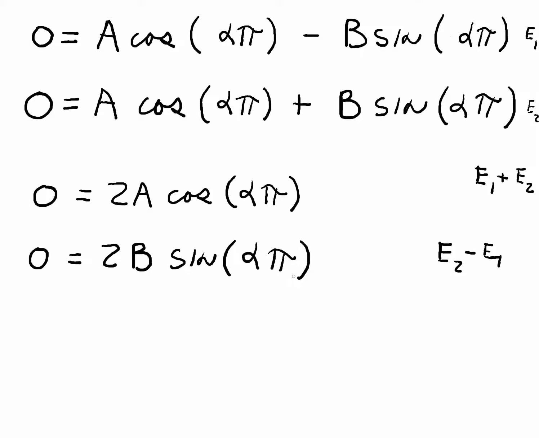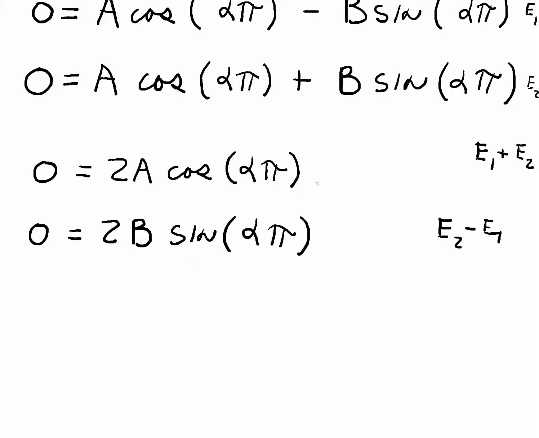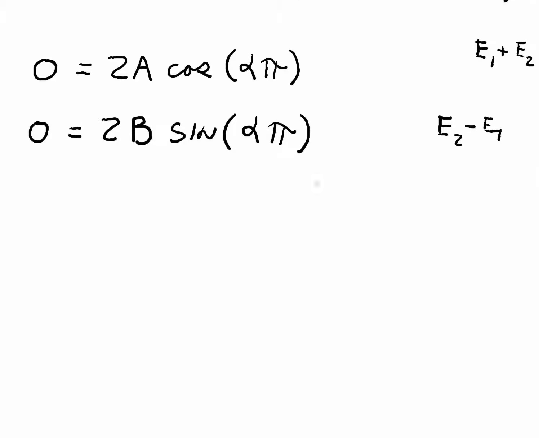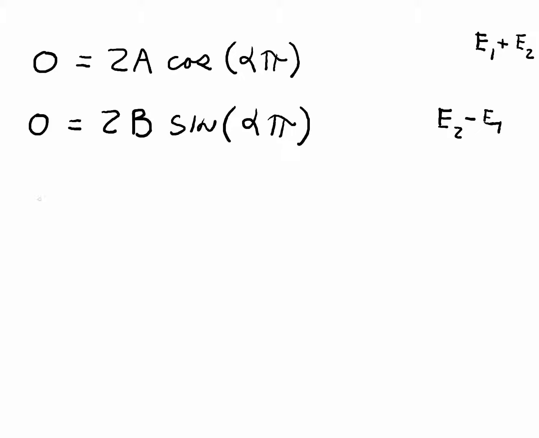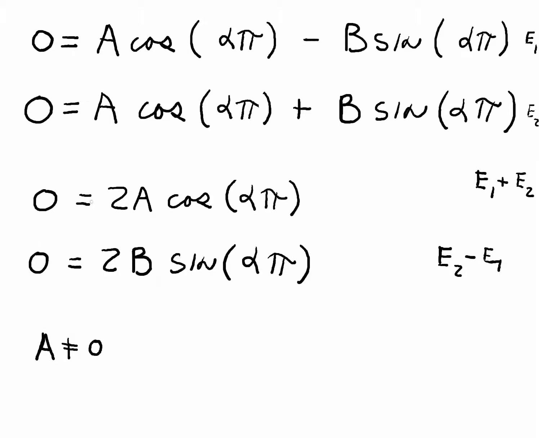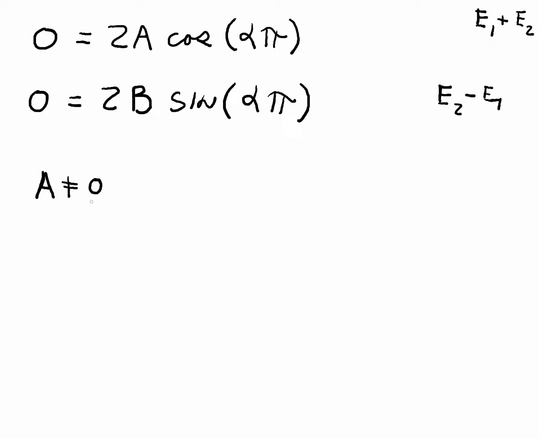Okay, so we can get some nice eigenvalues if we make some assumptions. Let's just assume that a, in this case, is in fact not 0. All right. Well, this leads to the following: if a is not 0, then we would need 0 to be equal to the cosine of alpha pi, and here's where we get some information.